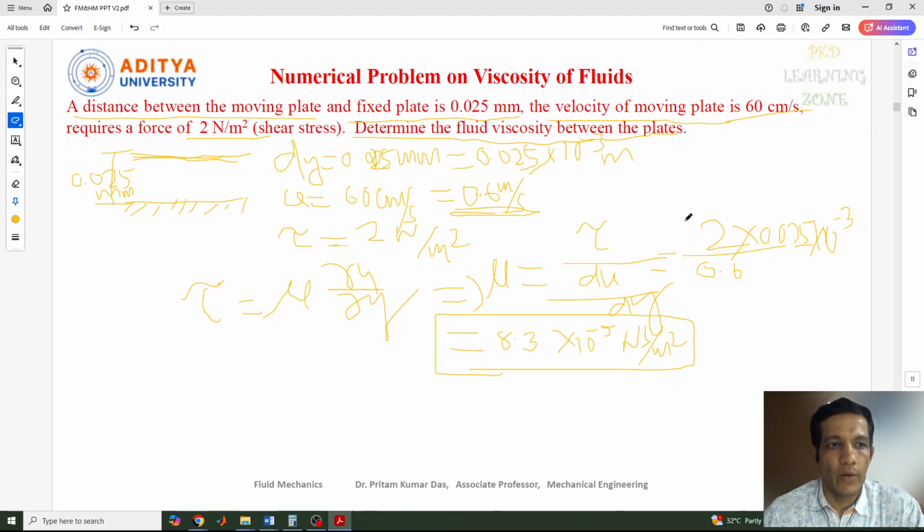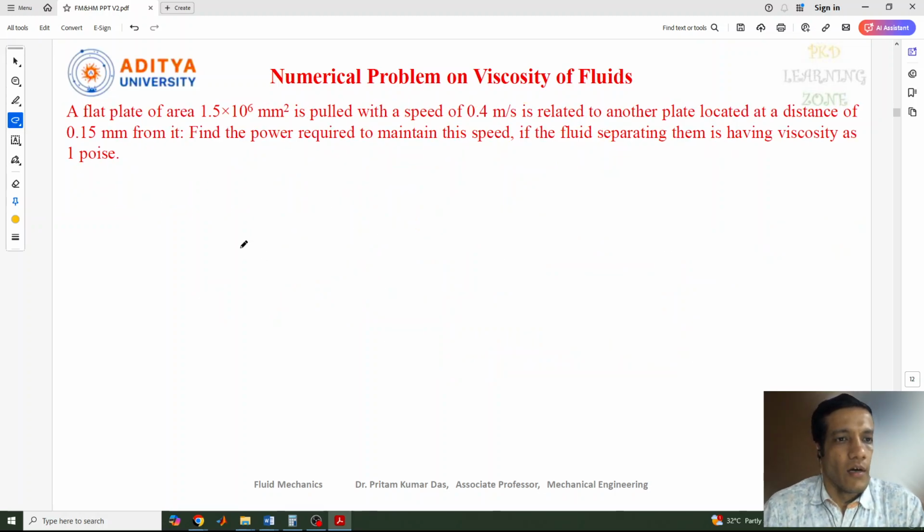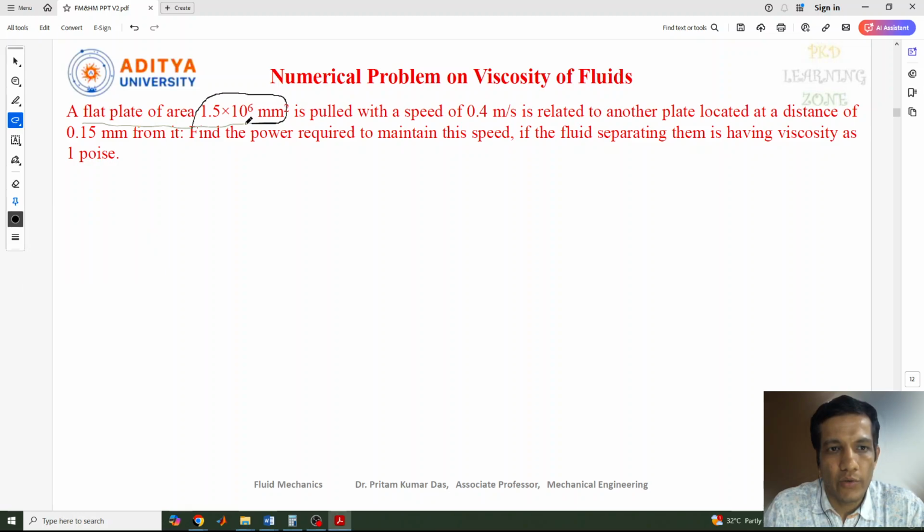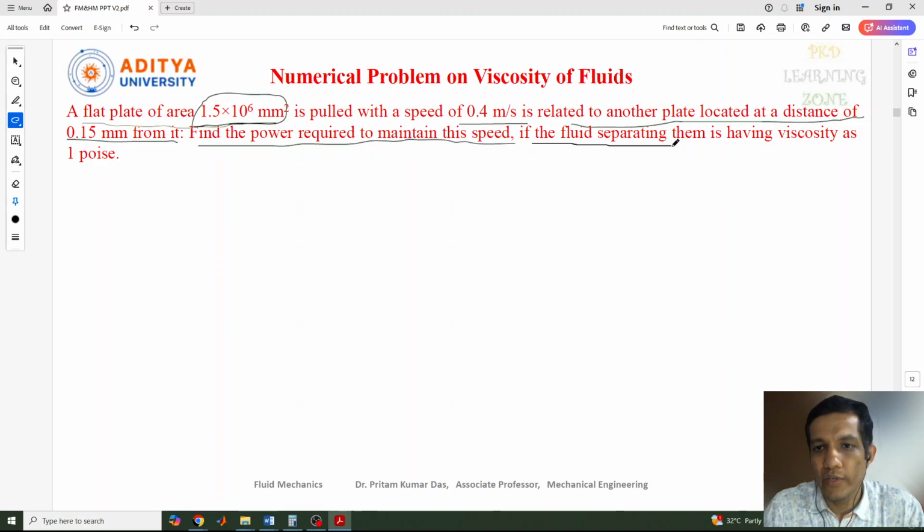Okay, this is one simple problem. Let's see another problem here. A flat plate of area 1.5 into 10 to the power 6 millimeter square is pulled with a speed of 0.4 meter per second, relative to another plate located at a distance of 0.015 from it. Find the power required to maintain the speed if the fluid separating them has a viscosity of 1 poise. So this is somewhat different, as we need to calculate the power required to maintain the same speed. So one more step needs to be included here. That's it. No other things.